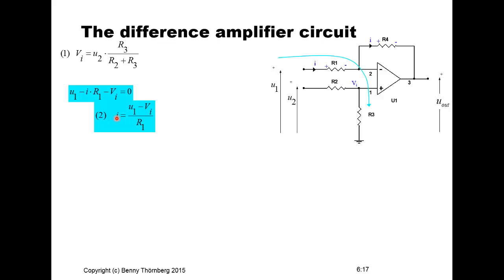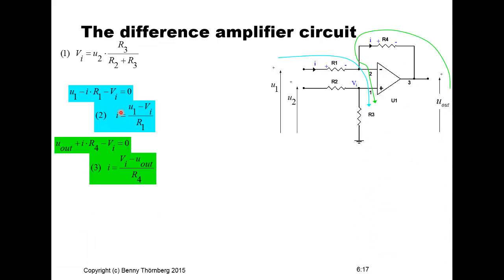as equation number 2. And we continue with Kirchhoff's voltage law, going from the output voltage over the feedback resistor and back to this VI. So U out plus the voltage drop over R4 and minus this potential VI is equal to 0. And we again now solve this equation for the current I. And now you see we have equations 2 and 3 both expressing I, the current, so we can combine these two equations and try to solve for the output voltage U out.